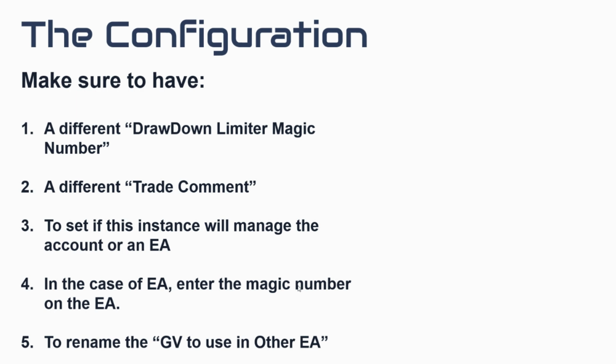You need to specify if this DrawDown Limiter instance is to manage your entire account or a specific EA. And in case it is for a specific EA, you need to put the magic number of that EA inside the configuration. And finally, if you are using the global variable to use with another EA in the advanced settings, it's better to give them different names so you know which DrawDown Limiter has now reached its drawdown so you can take action on it.